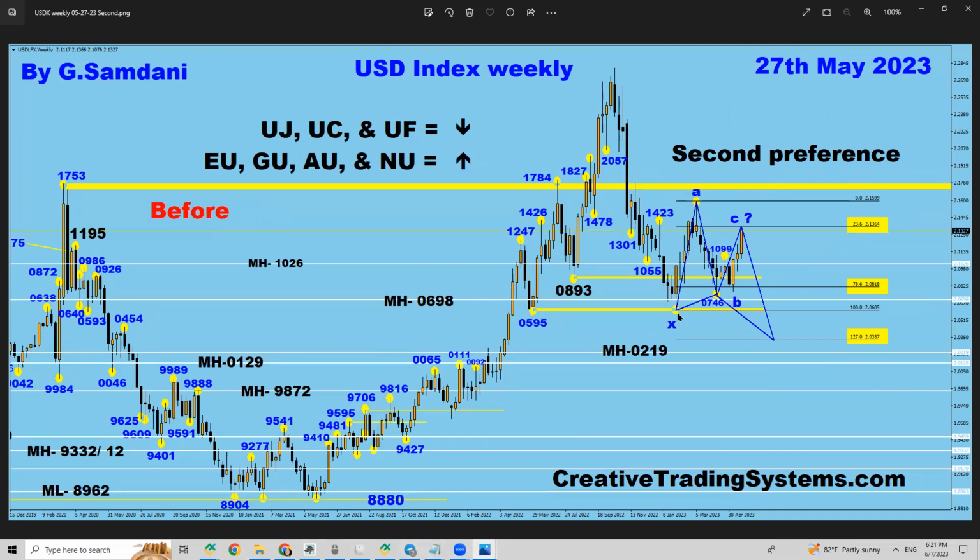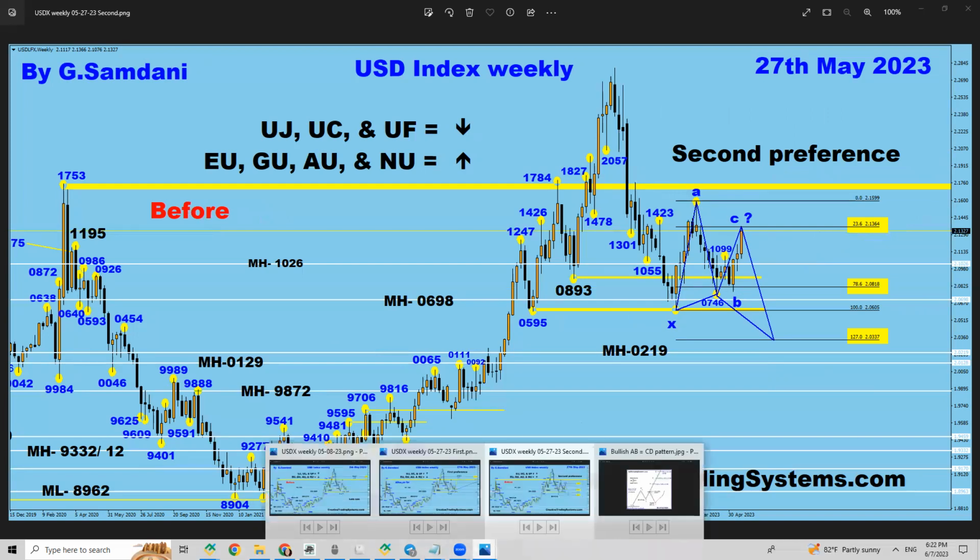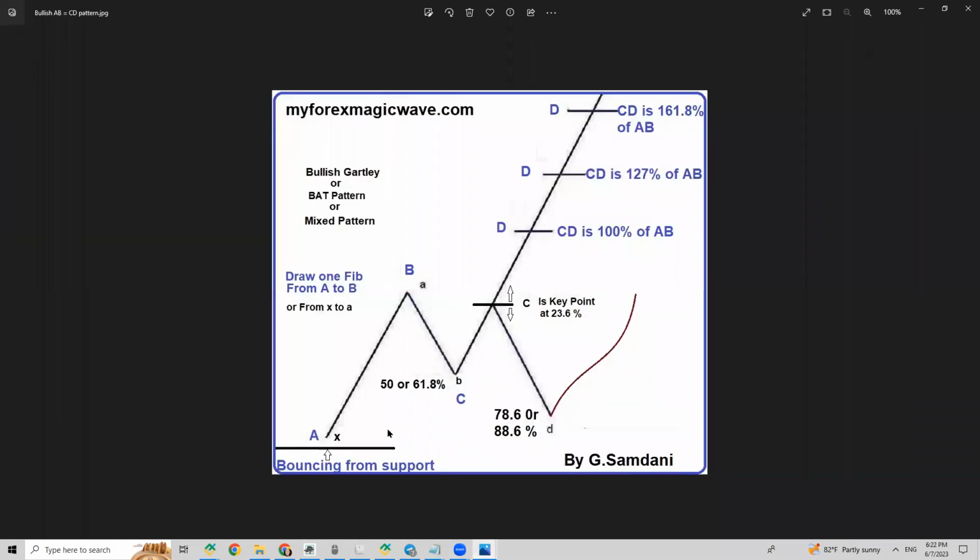My second preference was, well, usually what happens is the 23% line of this fib from here to here. Let me show you a diagram. A lot of the time this happens, right? This X, A, B, and then see this point, this is usually a 23% line of the fib you draw from X to A or A, B. And then this is either 50% or 61% or even 78% for that matter. So the C point is very critical, right? The price may go all the way to the upside, or first drop to 78 or 88% and then go to the upside. So this was the case here.